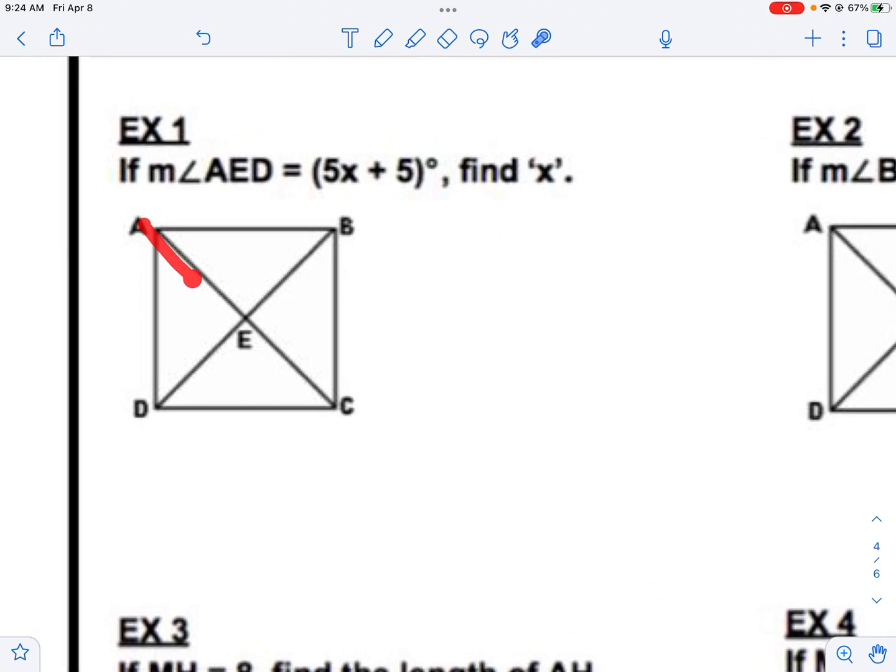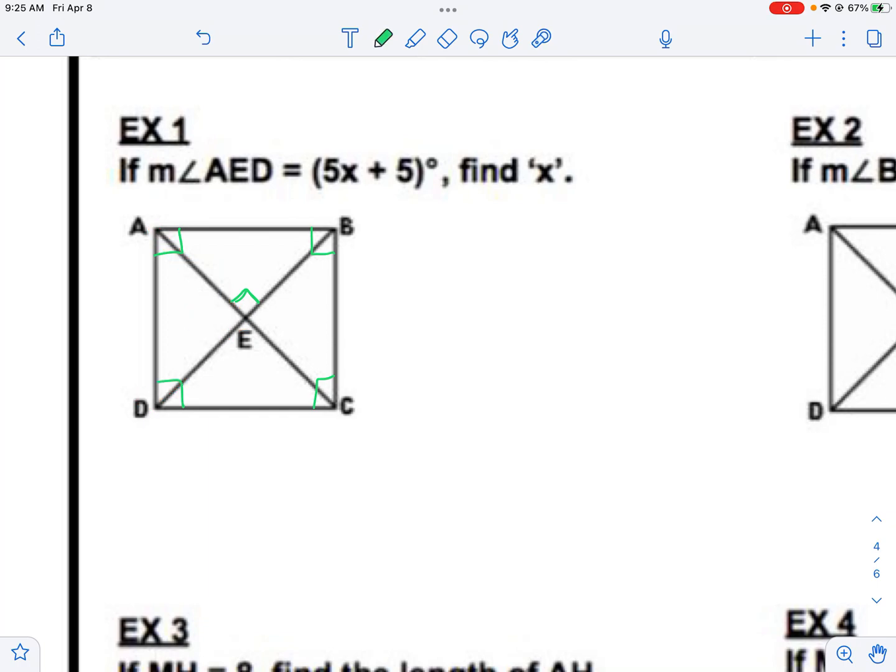So let's take a look. If the measure of angle AED is 5x plus 5, find x. Well, if we're looking at squares today, I just need to remember, what do I know about all the angles in a square? And that's that all my middle angles are all 90 degrees. You can just do one box if you want. All my corners are 90 degrees. And then when I cut those corners in half, that's how I get the 45. So if I'm talking about angle AED, well, that's in the middle with the diagonals crossed, that's 90.